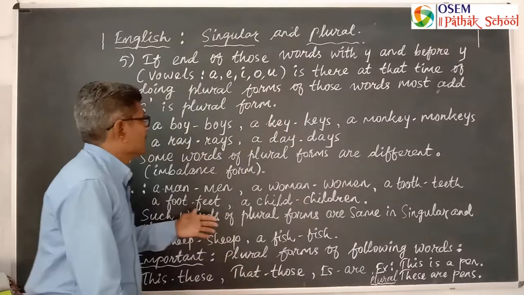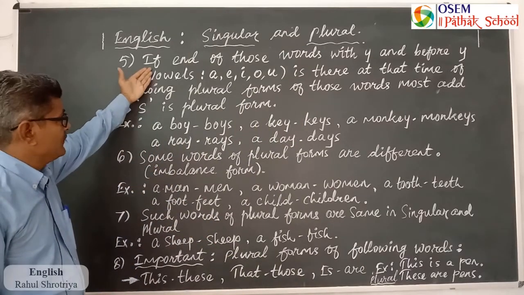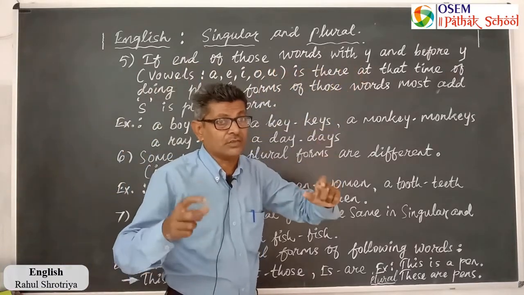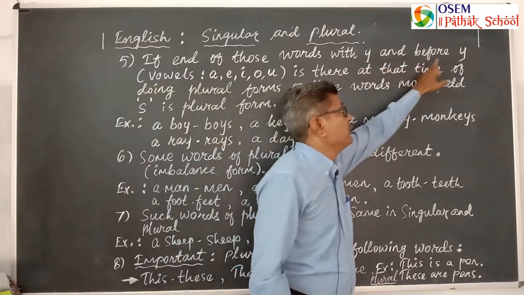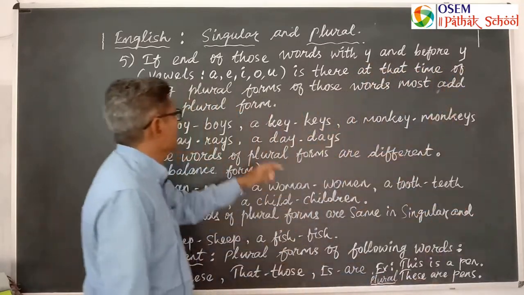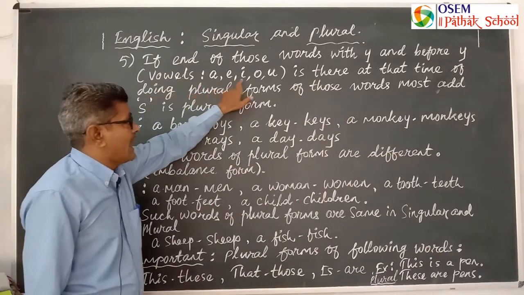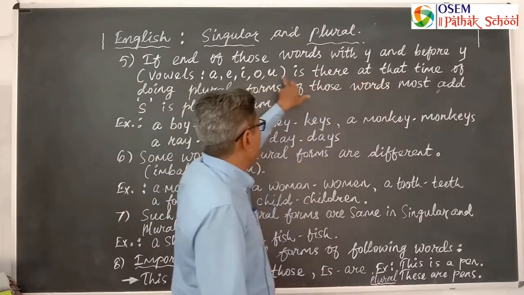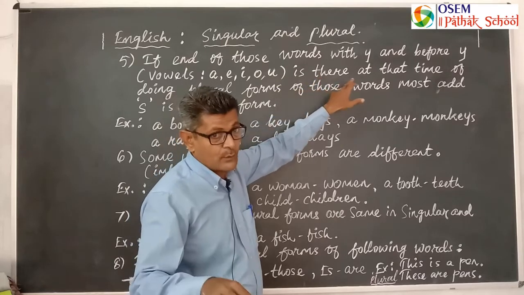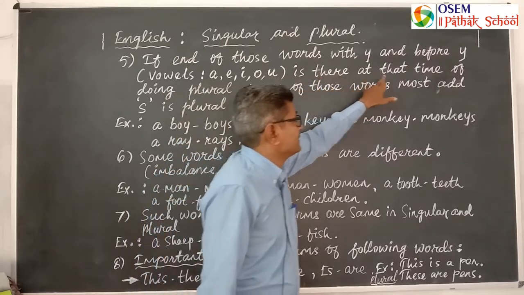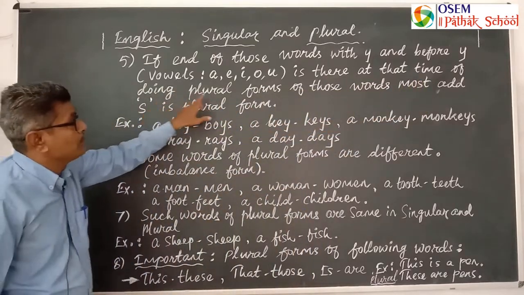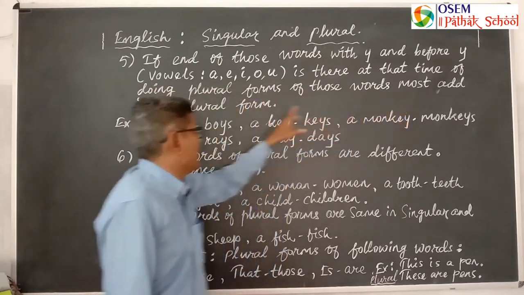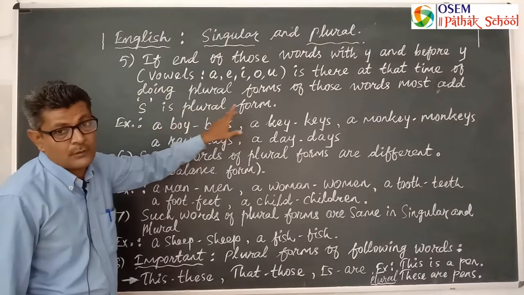So children, continue with rule number 5. If the word ends with Y, that is, if a word has Y at the end, and before Y there is a vowel, A, E, I, O, U, at that time, while making the plural form, we must add only S.